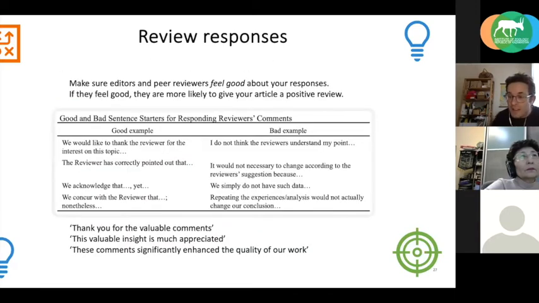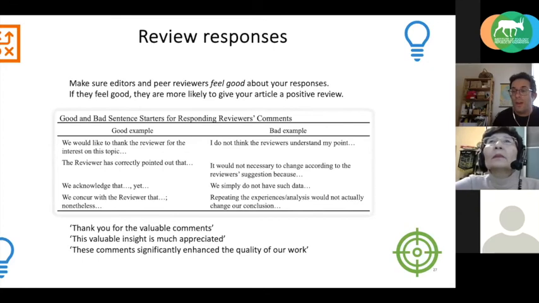Make the editor and the peer reviewers feel good about their contribution to your work. We get lots of letters, lots of emails, lots of documents from authors that are rude, are negative, that say, the reviewer didn't understand my work. How can they say this about my work? There are good ways to respond to comments that come back on your papers, even if you don't agree.